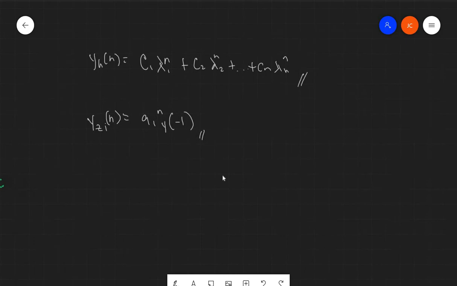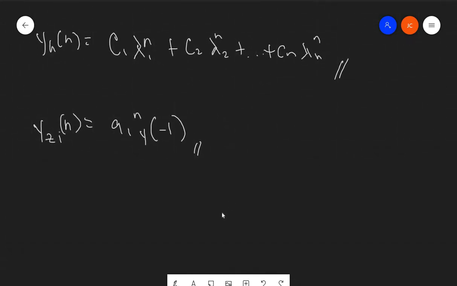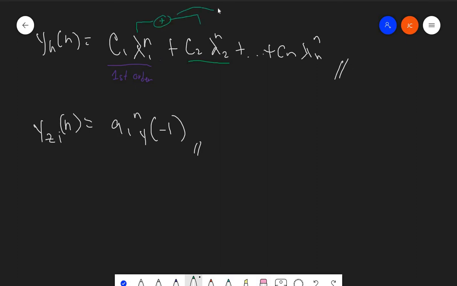First is the formula for homogeneous solutions. As you can see, this one is for the first order differential equation. If we're dealing with second order, you will add this one, and so this is the second order differential equation. This is also the formula for zero input response.